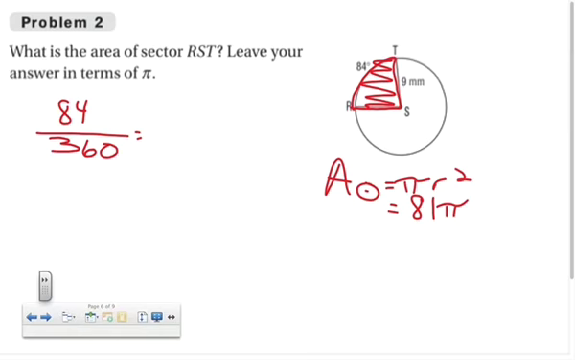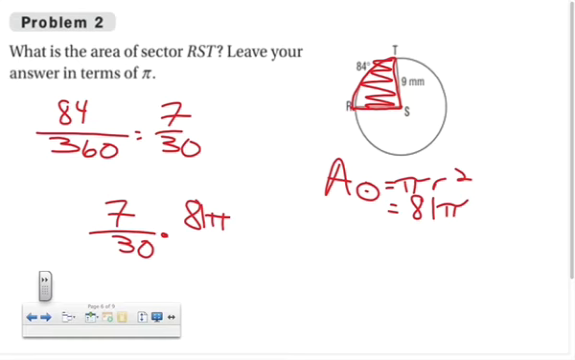And by all means, you have scientific calculators, use them. Let's reduce this fraction. I get 7 over 30. Remember, if you enter a fraction into your calculator and hit equals, your calculator will reduce the fraction for you. Okay, so what I'm doing is taking 7 thirtieths of 81 pi. Remember how you multiply fractions? Straight across the top and straight across the bottom.